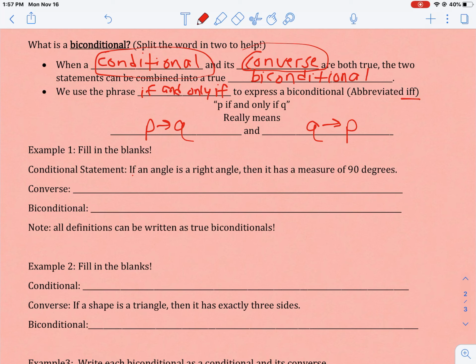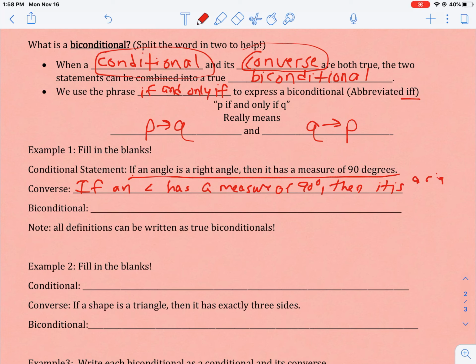So a conditional statement: if an angle is a right angle, then it has a measure of 90 degrees. The converse means we just switch the hypothesis and conclusion. So if an angle has a measure of 90 degrees, then it is a right angle. Okay? That's the converse.